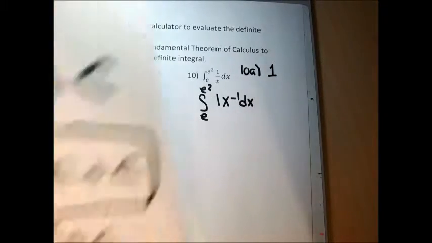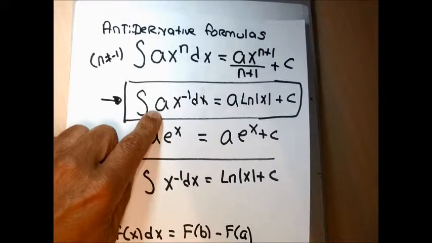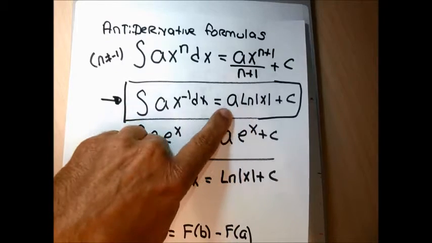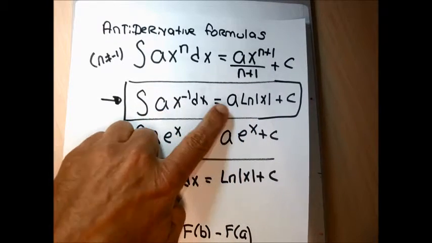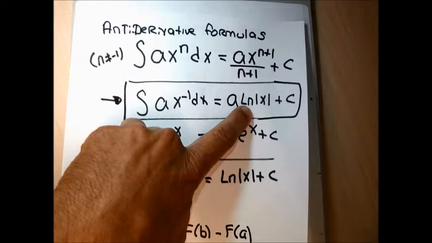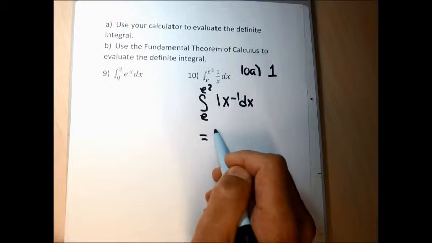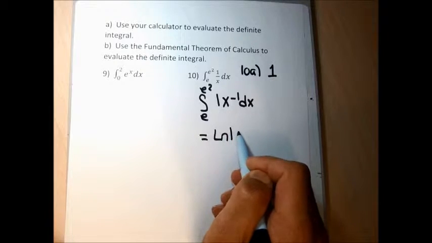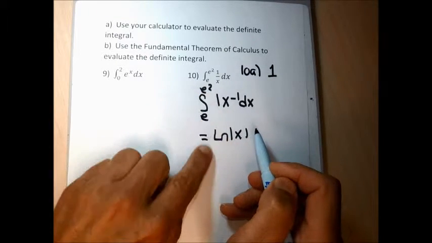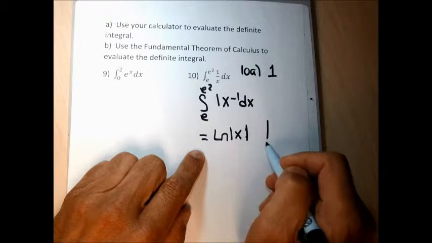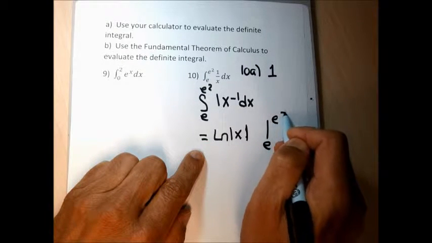In this case, for my formula, the 1 is the a, the x to the negative 1 dx turns into the natural log. So the integral of this is going to be my value of a, which is 1, times the natural log of the absolute value of x, and I don't need the plus c. So this comes out to be the natural log of the absolute value of x. In front of it, I have this number, which is a 1. I don't really need to write that. And then evaluate it from e to e squared.